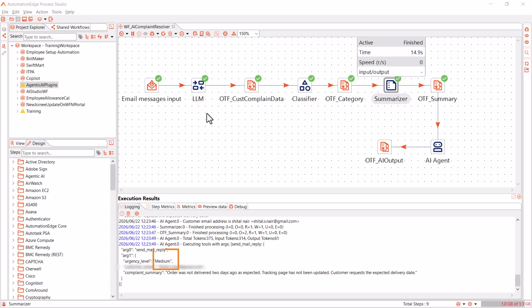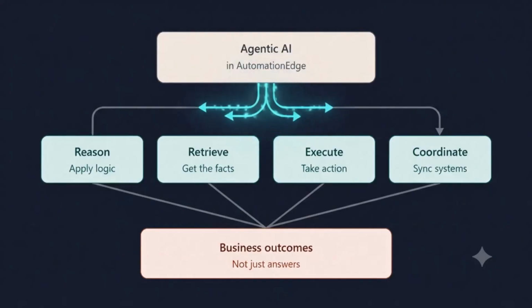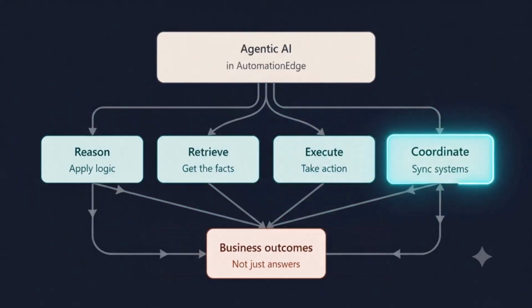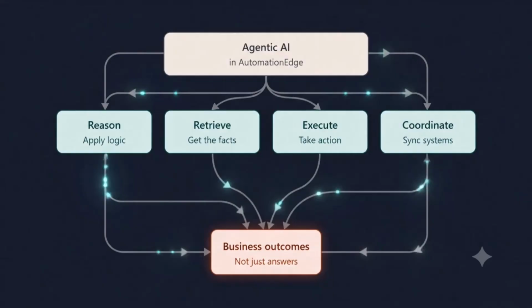Let's run the workflow. Now, as you can see, the complaint severity is determined as medium, and so send reply workflow is called. And mail is sent to customer. This is the true power of Agentic AI and Automation Edge. The ability to reason, retrieve information, execute actions, coordinate multiple systems, and deliver business outcomes rather than just answers.